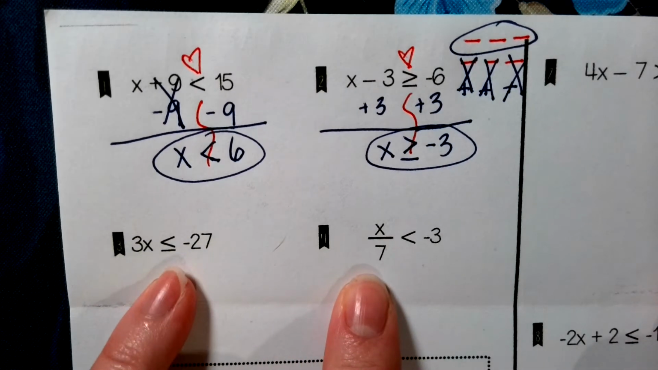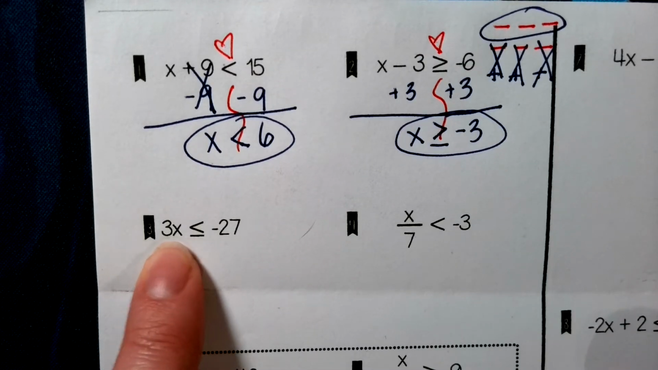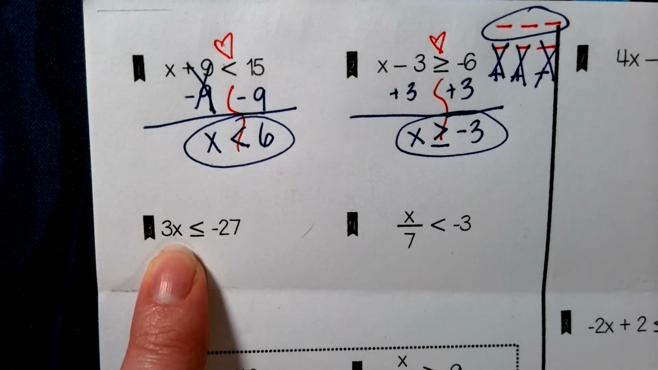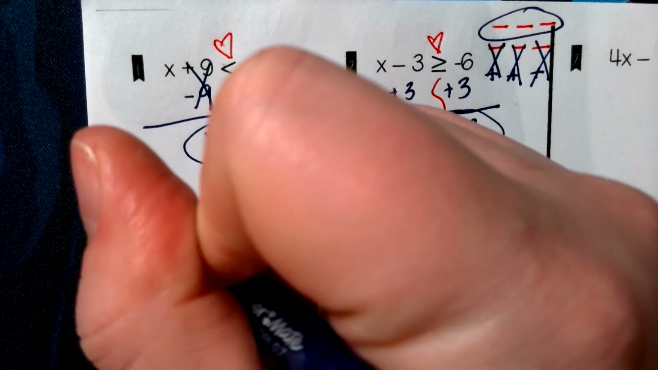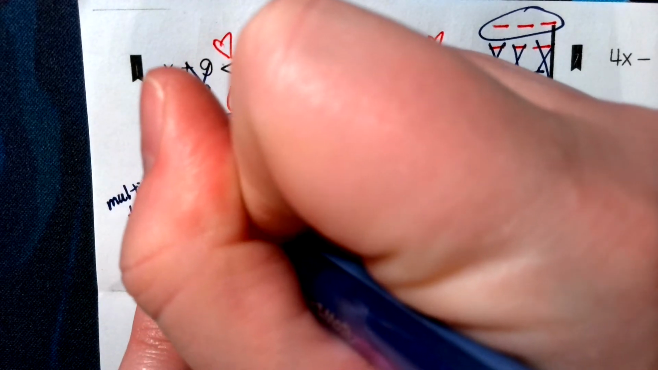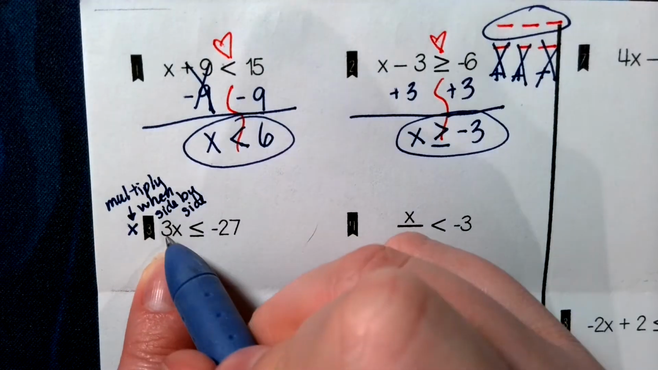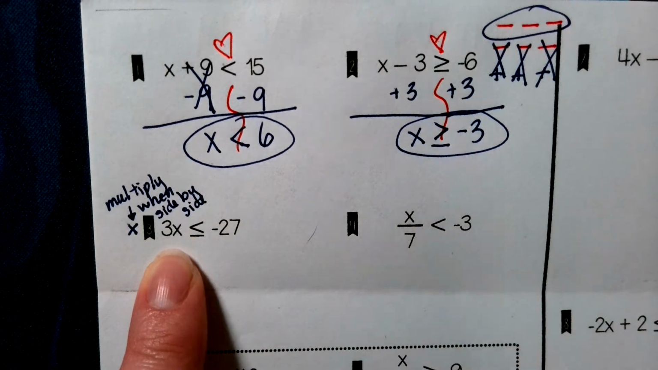Number 3 and 4, these ones are different operations. On number 3, remember if numbers are side by side, what operation is that? That's multiplication. This is multiplying. Multiply when side by side. My 3 and my x, they're side by side, so that means they're multiplying together.